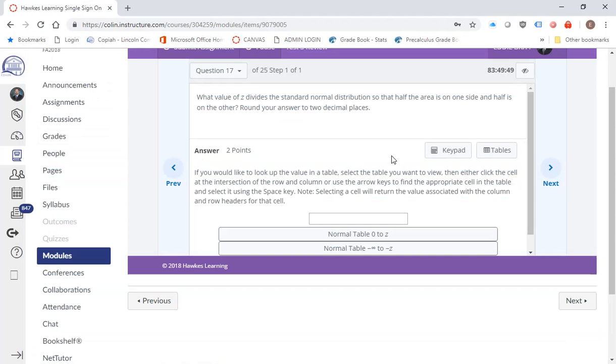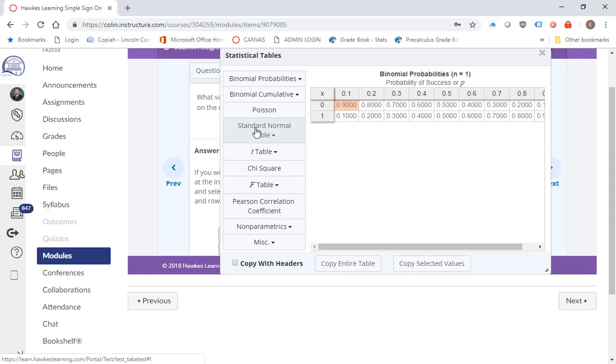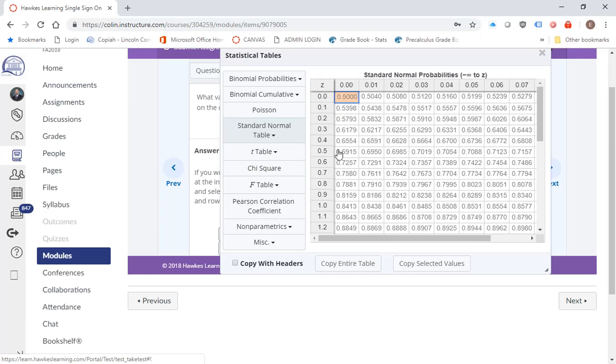Okay. Do you want me to show you? Go to tables. Here, here. Look at 0, 0.5, because it divides it into 2 equal regions. To the left of 0 is 0.5, which then means to the right also has to be 0.5.